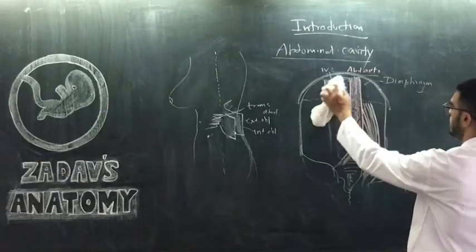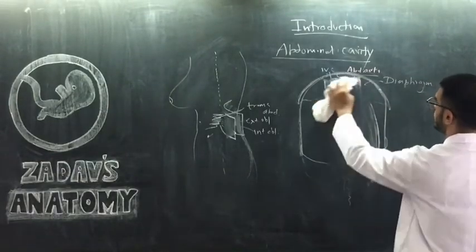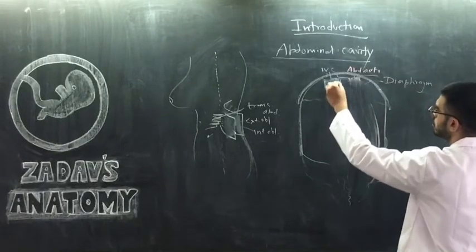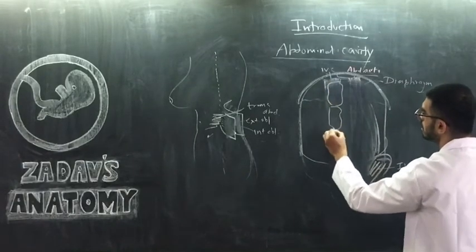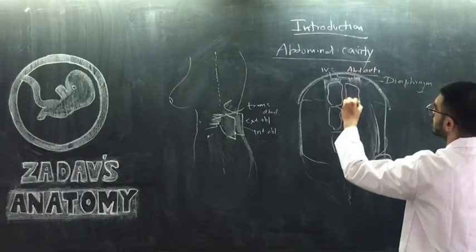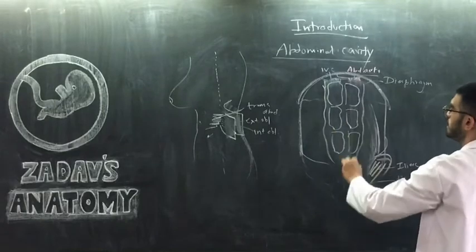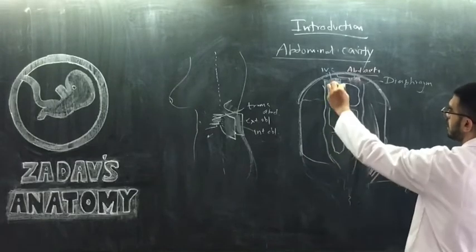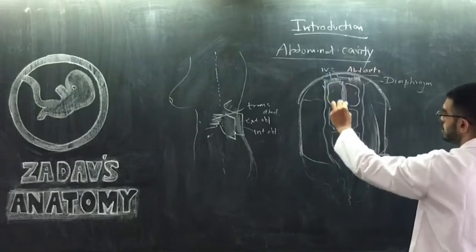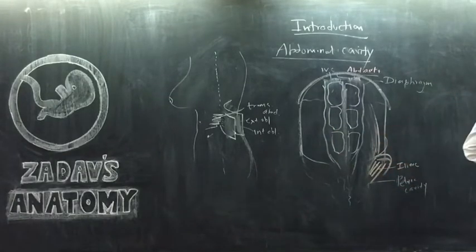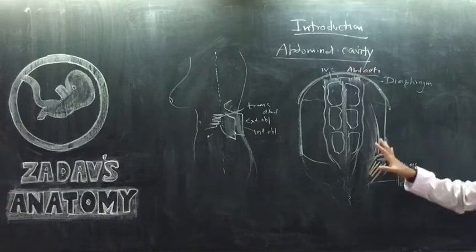So if I were to draw that, I would draw it somewhere over here. You know what that is? That's basically what you call the abs, right? I'm sure you guys have seen the abs before. This is what that muscle looks like. There's a rectus sheath covering it. There's a fibrous tissue in between both these on either side, which is known as the linea alba. So we're not going to discuss more details on the anterior abdominal wall right now.